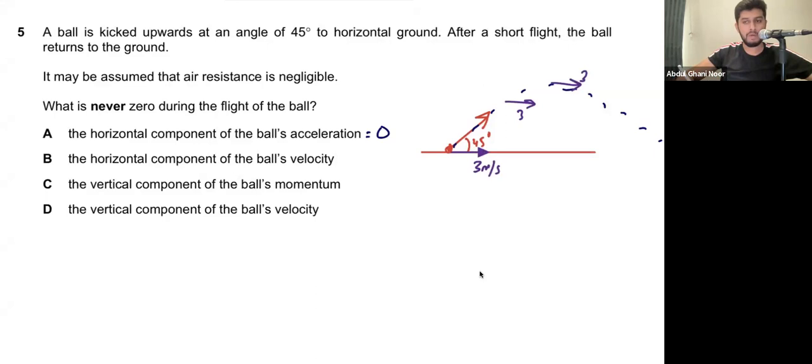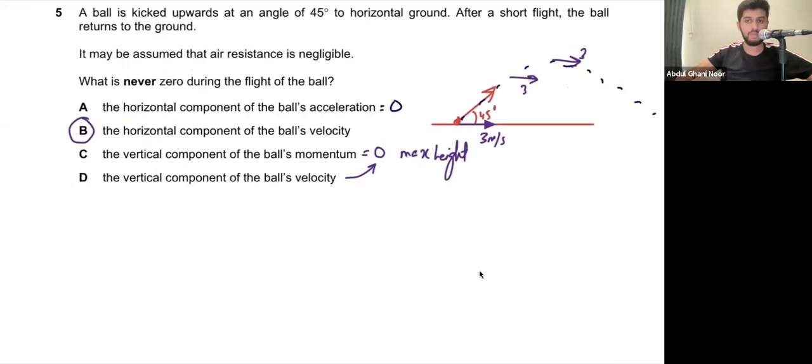Yeah, Hamza, you would have gotten the same answer. So what do we do next? The horizontal component of the ball's velocity is never zero. The vertical component of the ball's momentum becomes zero at the maximum height. The vertical velocity also becomes zero, and when vertical velocity is zero, the vertical momentum also becomes zero at the maximum height. Yes, Mushtaba.